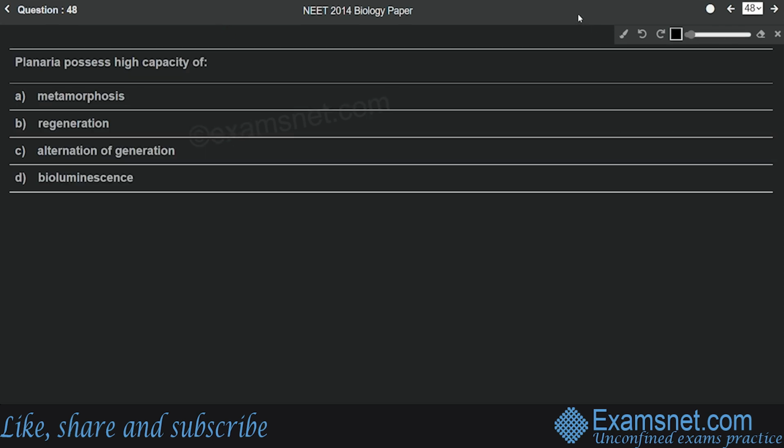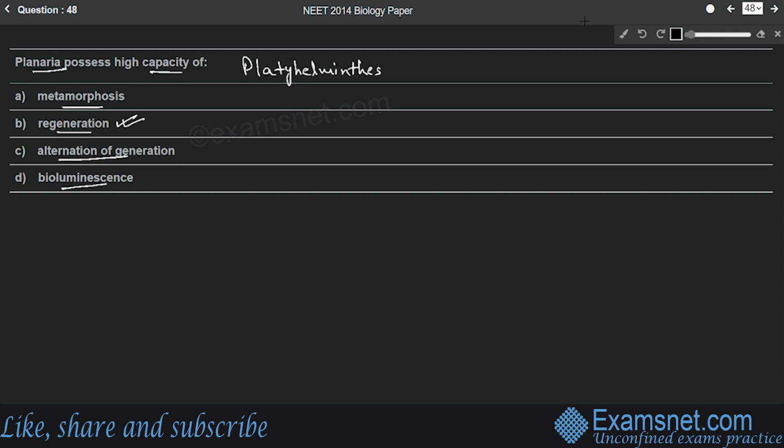Question number 48 is from the chapter Animal Kingdom again, and the question is, planaria possess high capacity of. Options are metamorphosis, regeneration, alternation of generation and bioluminescence. So planaria belongs to which phylum? Platyhelminthes, and it possesses high capacity of regeneration.